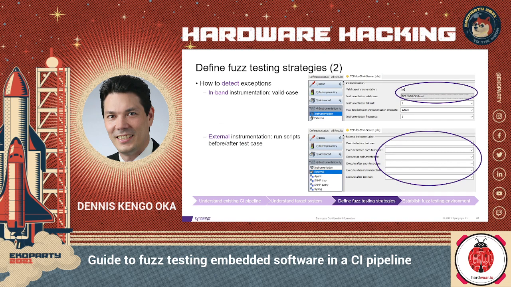Let's take a quick look at how we can detect exceptions. As mentioned, there are two approaches: in-band instrumentation and external instrumentation. For in-band instrumentation, we see here an example from Defensics, the fuzz testing tool, where we can check this box to enable valid case instrumentation. For external instrumentation, we can define a number of scripts that can be executed before or after a test case is run to check the status of the target system.